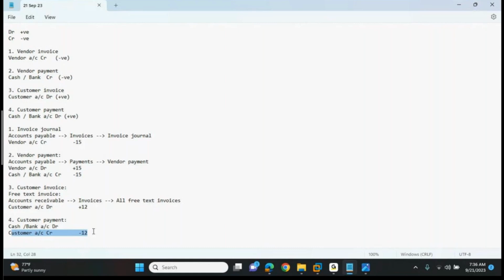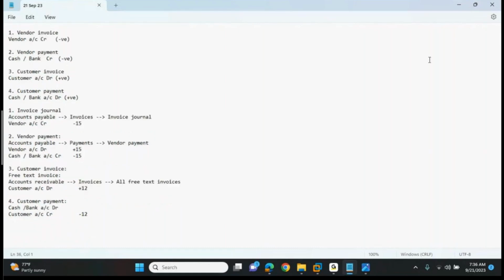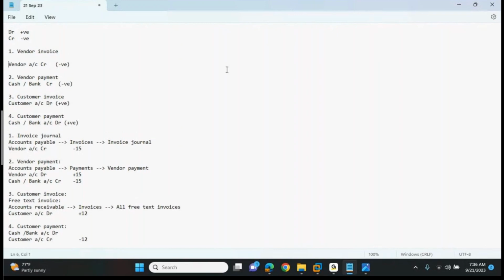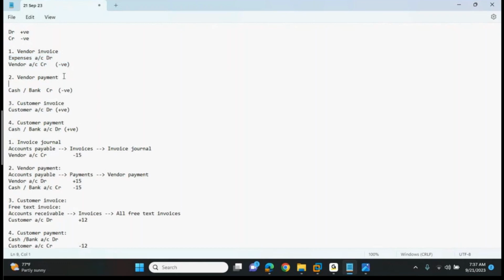This is very simple. At the time of vendor invoice, the postings are expenses account debit to vendor account credit. At the time of vendor payment, vendor account debit to cash or bank account credit. Accountants will write like this: expenses account debtor to vendor account. They will not pronounce credit also. At the time of vendor payment, vendor account debtor to cash or bank credit.